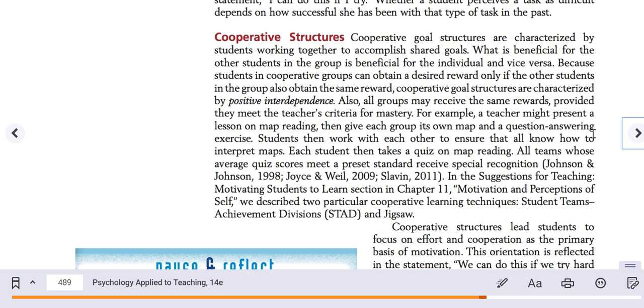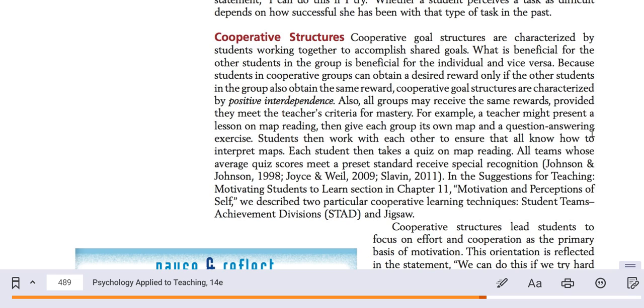What is beneficial for the other students in the group is beneficial for the individual and vice versa. Because students in cooperative groups can obtain a desired reward only if the other students in the group also obtain the same reward, cooperative goal structures are characterized by positive interdependence. Also, all groups may receive the same rewards, provided they meet the teacher's criteria for mastery.